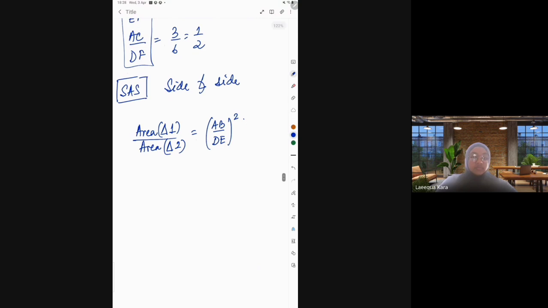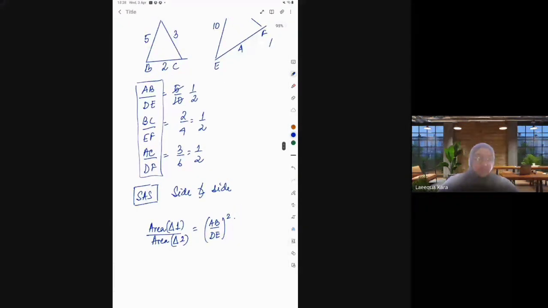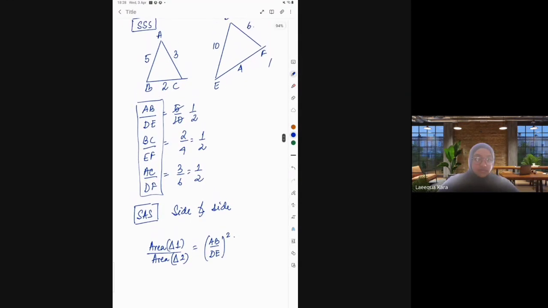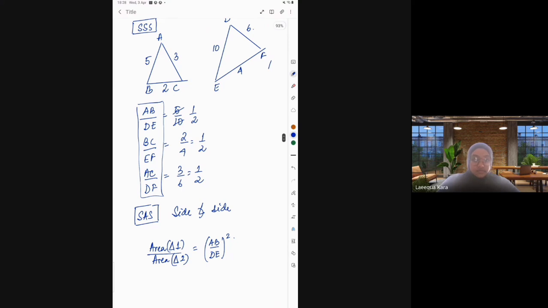So I may not have all the data regarding the triangles, but because I have the data with respect to their sides, I will also be able to find the ratio between the areas of these two triangles simply on the basis of the ratio of their sides. This is a property which is very commonly used to derive the relationship between the areas of two triangles when we know or when we can prove that these two triangles are similar to each other.